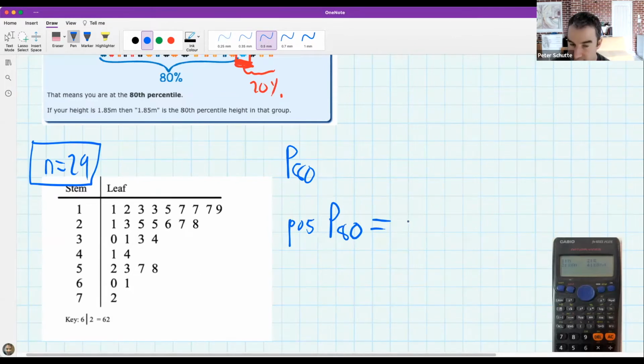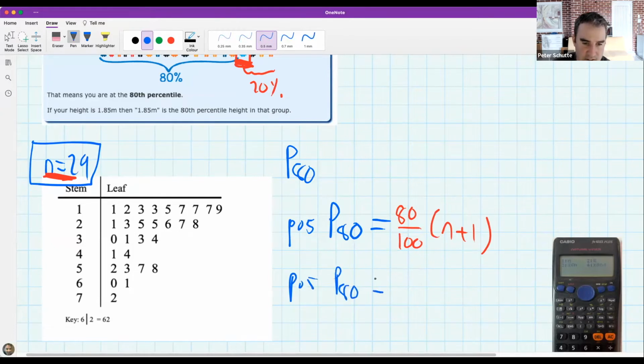So how do we do that? Well, all we do is we go 80 over 100 times n plus 1, where n is the number of items in the data set. So what I want you to do for me now is work out the position of the 80th percentile. Now, we're not working out the 80th percentile itself yet. I'm just asking you to work out its position.